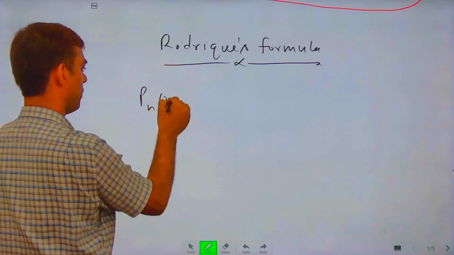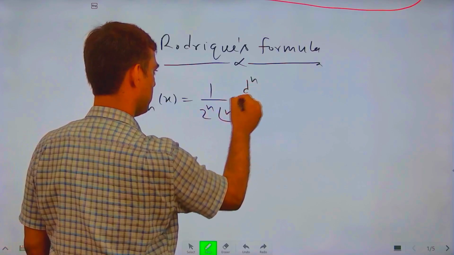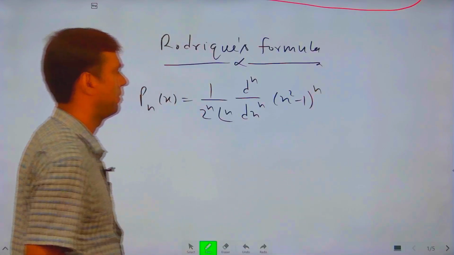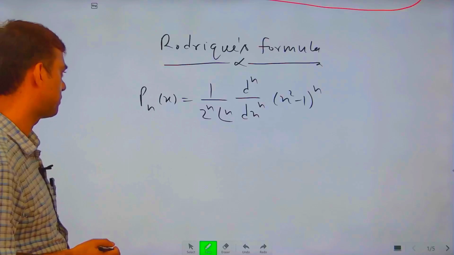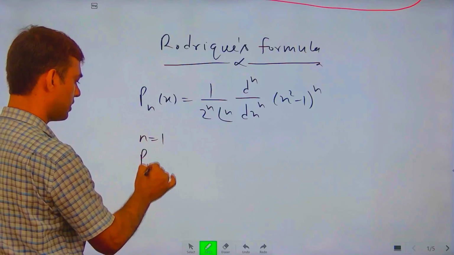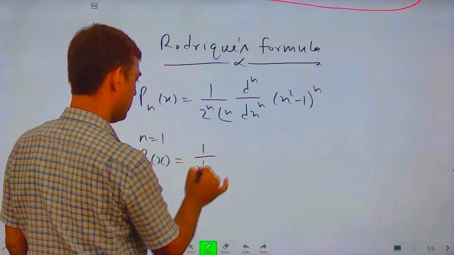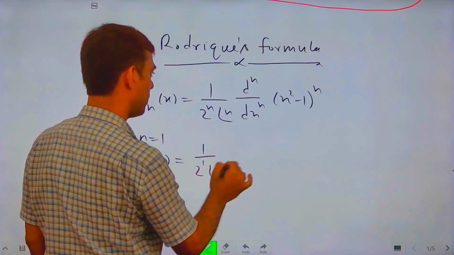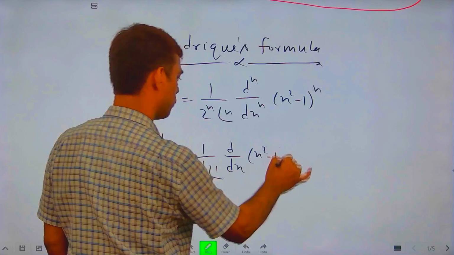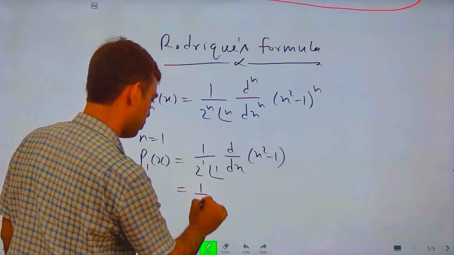Pn(x) equals 1 upon 2 to the power n factorial n, d^n upon dx^n of (x squared minus 1) to the power n. So in order to find the 1 point formula, we take n equal to 1. So P1(x) equals 1 upon 2 to the power 1 factorial 1, d by dx of (x squared minus 1).